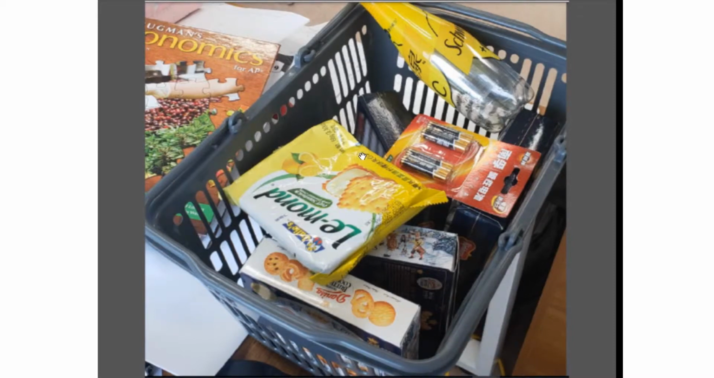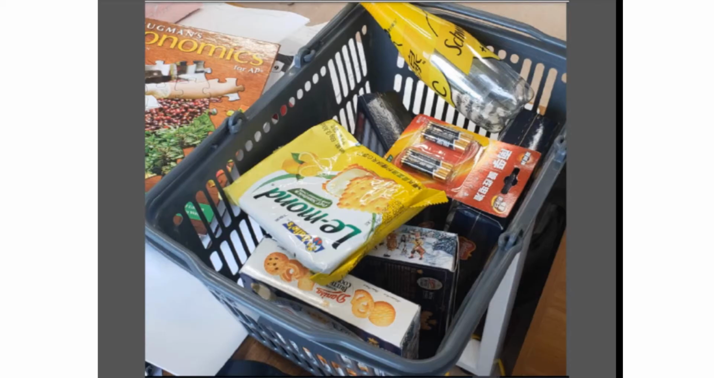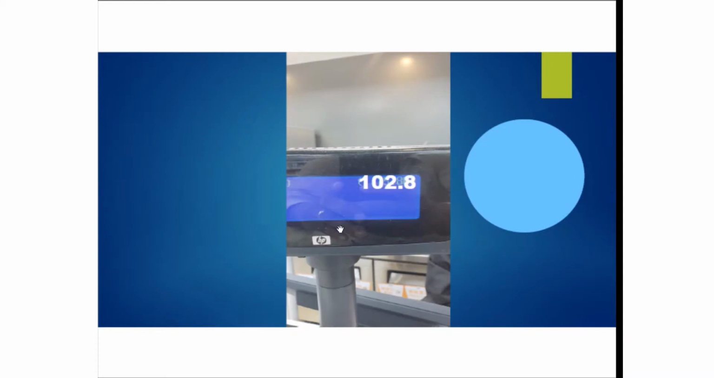Okay, this is an important definition. This is important because the definition includes the value of this basket using 2019 year prices compared to a base year price. I'm going to use 2000 in this example. So the first thing I did was using 2019 prices, I added those up and calculated the value of this basket using 2019 prices. I was charged 102.8 RMB.